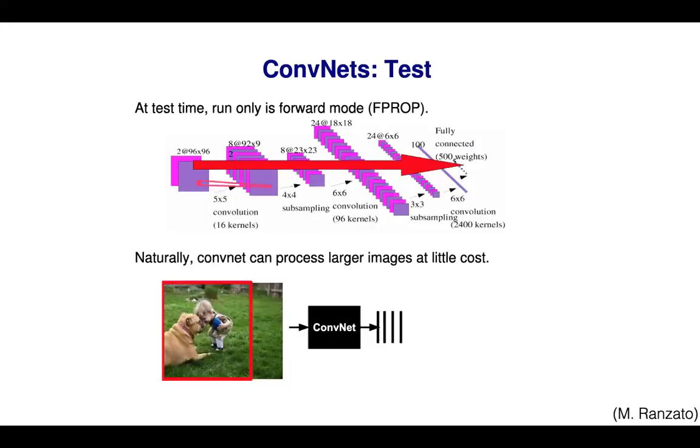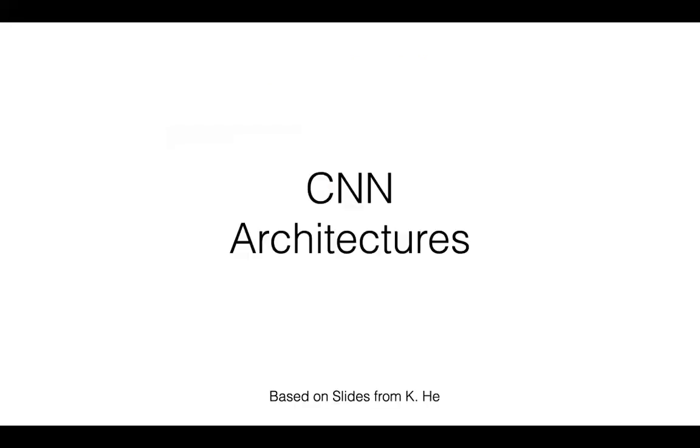And then to validate the training, we do tests, but at test time, we only run this in forward mode. And because of this whole structure, ConvNets are very efficient and can process larger images at little cost. And this was part of the big revolution of deep learning, right?